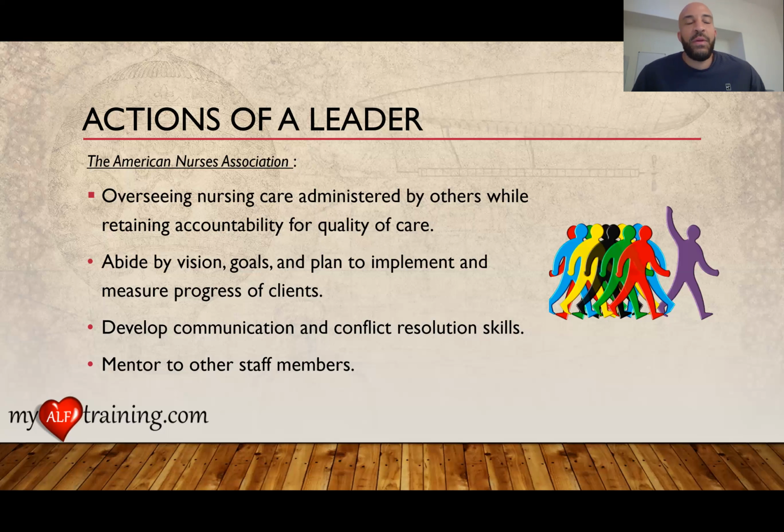Some other actions of a nursing leader are to abide by vision, goals, and plans to implement and measure the progress of clients. This is important because we need to measure the progress of our patients so we can make sure that we're getting better and not worse. We can't assume that we're doing a great job. We have to have concrete evidence to steer us in the right direction and to track our progress, to make sure that we're only improving and we're finding the areas that we need to improve in quickly and doing so.